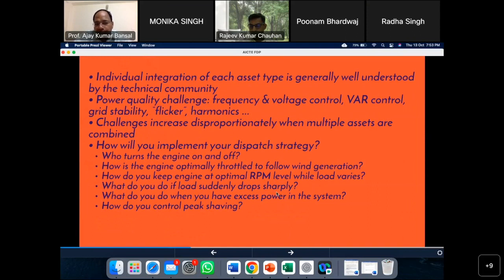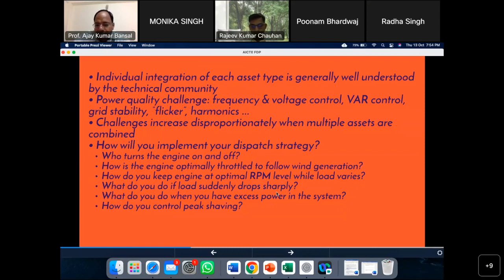So individual integration of each asset type is generally well understood by the technical community, because we understand the individual components. So we understand how they will behave when they are integrated together. There are some power quality challenges associated with the system, so we have to incorporate that also: frequency and voltage control of the system, VAR control of the system. If we have designed a grid connected system, then stability of the system, flicker, and harmonics must be incorporated. And challenges increase disproportionately when multiple assets are combined.